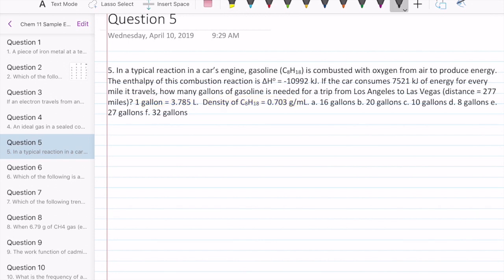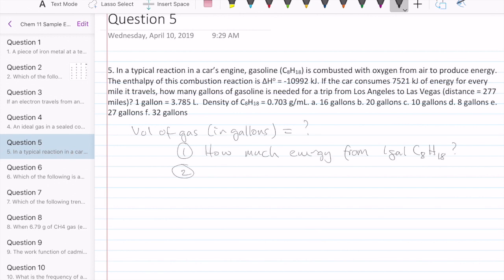Okay, let's work backwards here because we want to know the volume of gas, in gallons, that we need. They tell us density in this case, and they also tell us the energy that's needed, and they tell us the distance. So we want to know the volume of the gas in gallons. And so what we need to think about is how much energy 1 gallon is providing.